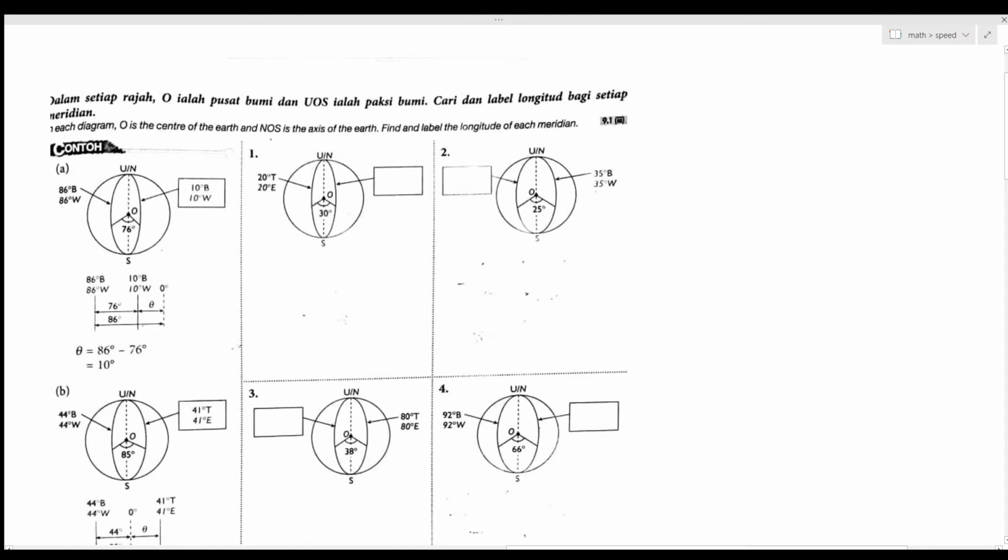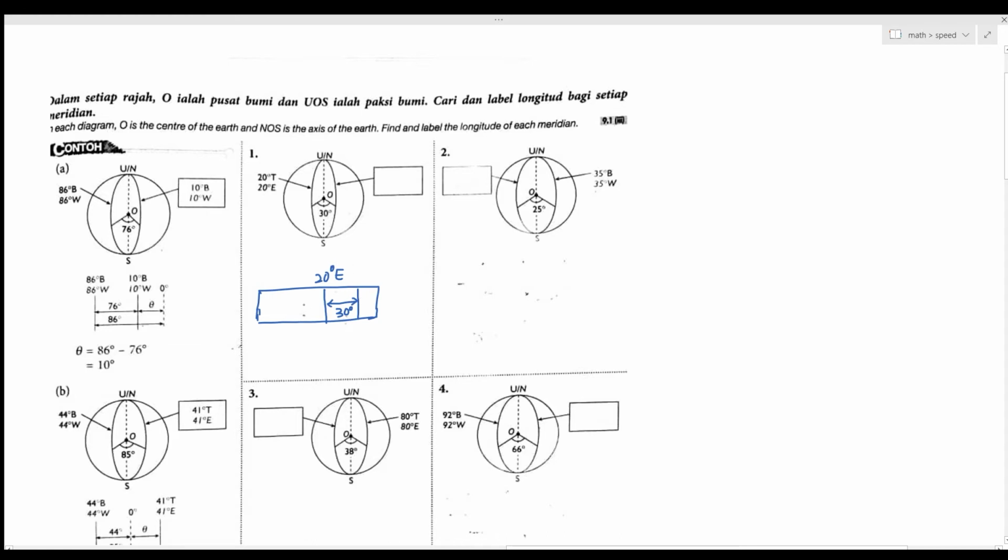In question 1, there's a longitude labeled as 20 degrees east. Another longitude is 30 degrees apart from it. Label the longitude. In this case, you can try to draw a rectangle. So this is our world map. We label our longitude 20 degrees east, and there's another longitude 30 degrees away from the 20 degrees east.